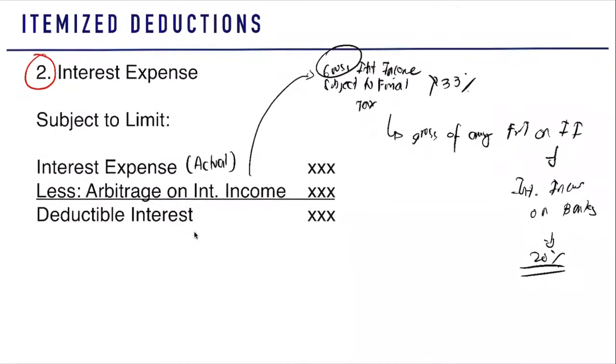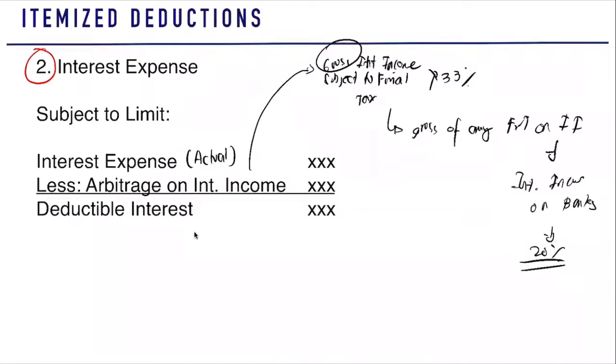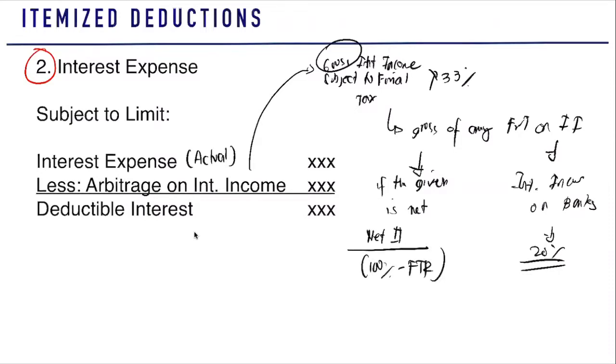Okay. So if ever, just get for the gross interest income, which is subject to final tax. But what if the given is net? We get for your net interest income, which is subject to final tax, you divide it to 100% less the final tax rate. That is equal now to your gross.